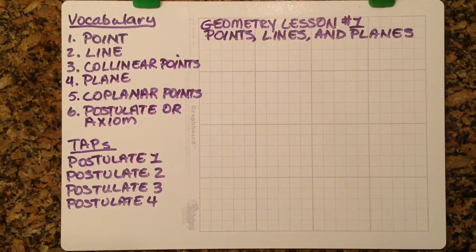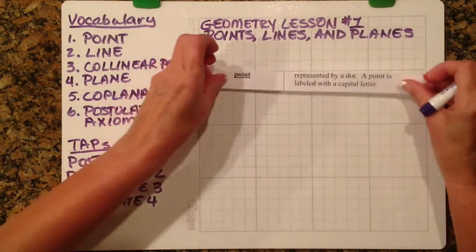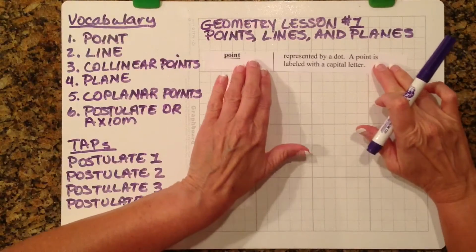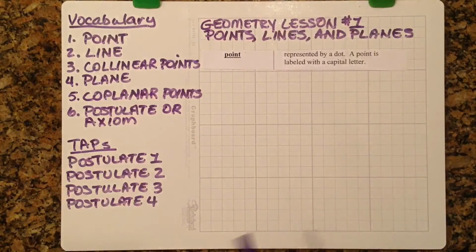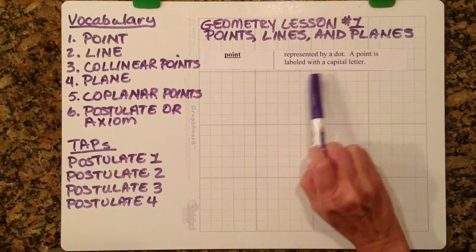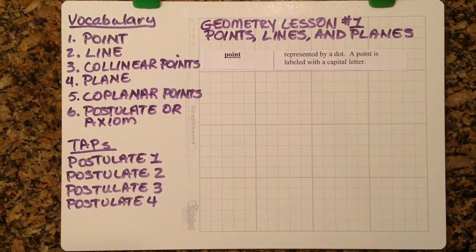So the first definition we're going to look at is point, and I have this written right here for you. Just save some time. I've already got it printed out. A point is represented by a dot. A point is labeled with a capital letter because when you draw a point, a line, a ray, a plane, you have to label it because you have to know what you're talking about.